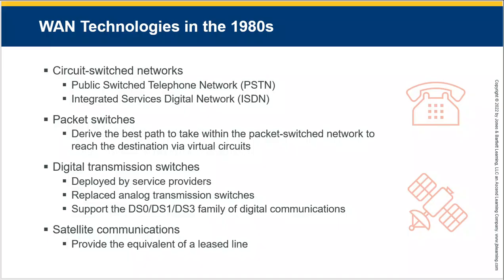Here we go. Okay, circuit switched networks: the public switched telephone network and ISDN. Neither of these is used anymore for internet communications. They're just obsolete, so you're probably not going to run into that.